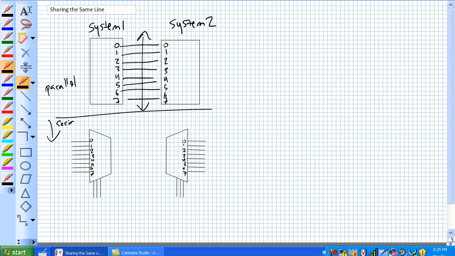And now here's our serial system, where it's still system one and system two, and it still has eight ends. And it still wants to get to eight different places. What we can do is use a multiplexer, mux, on the in, and a demux on the out, and have a single serial line connecting them. Okay, so how do you do that? Let's go ahead and discuss.